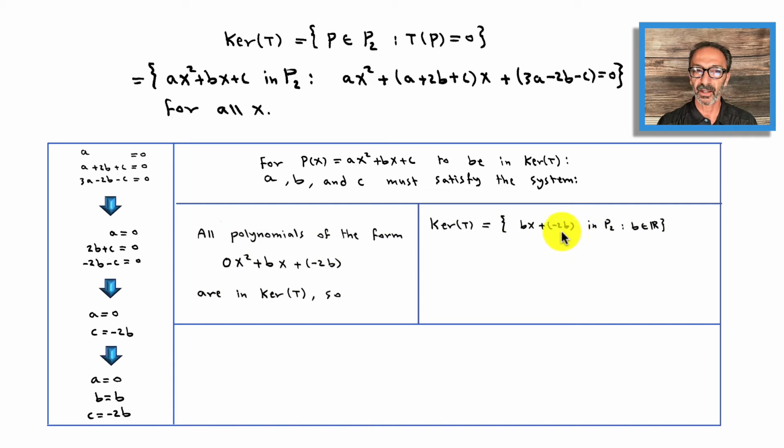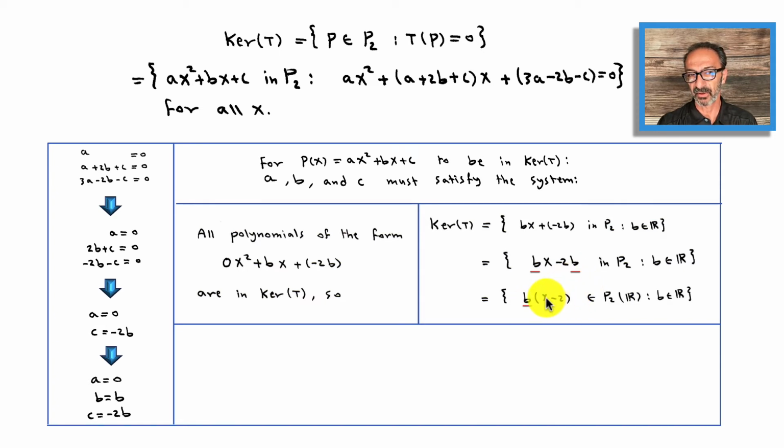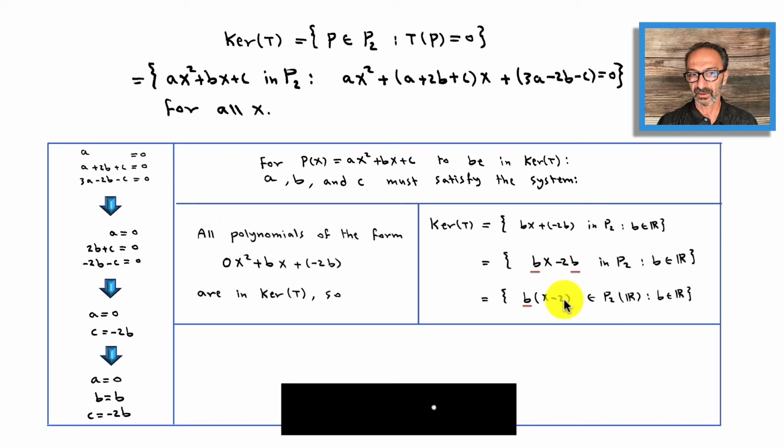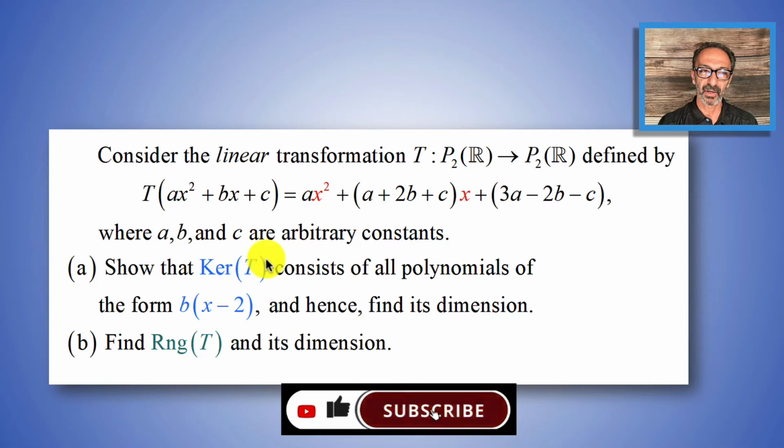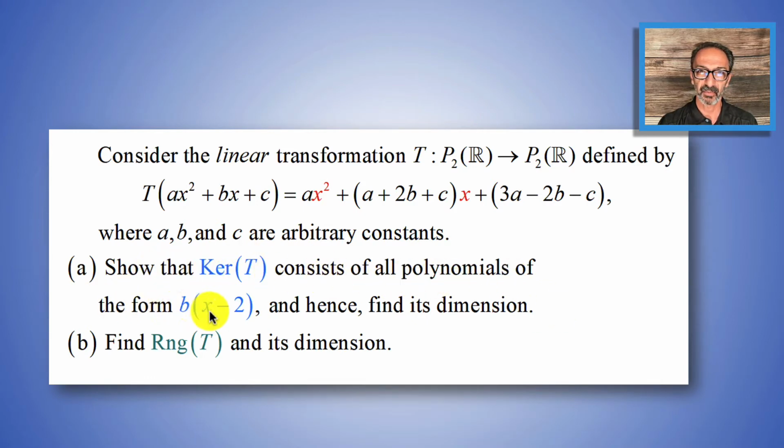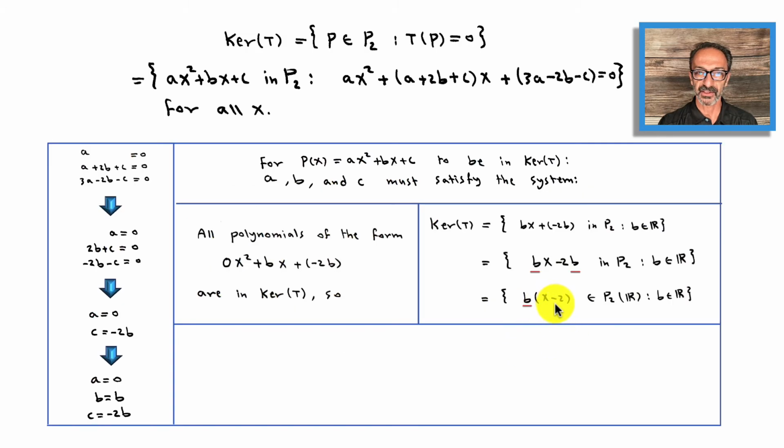Differently, I could take b out as a common factor from these two terms. See, the b is underlined. And now I have b times x minus 2. Well, remember in the problem, it mentioned that. So let me take you to the problem. The problem says, show that the kernel of T consists of all polynomials of the form b multiplied by x minus 2, and hence find its dimension. Let's go back. So we got this part.